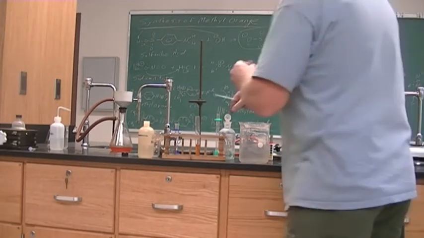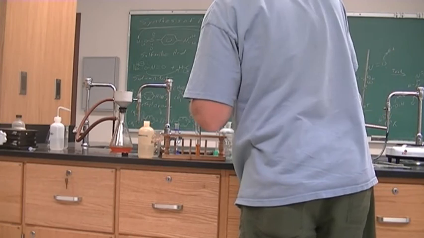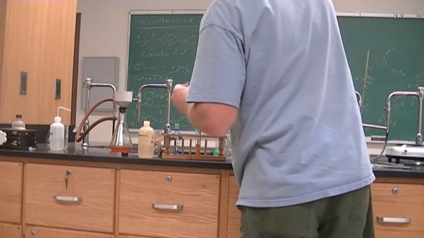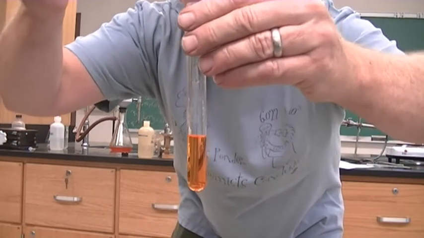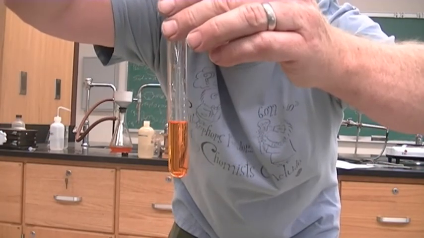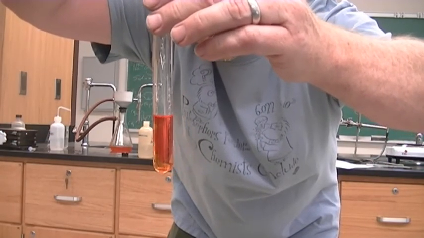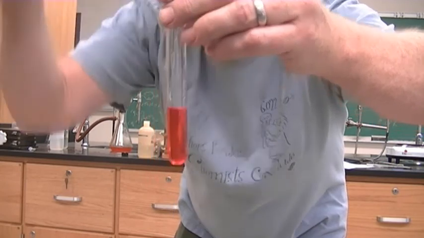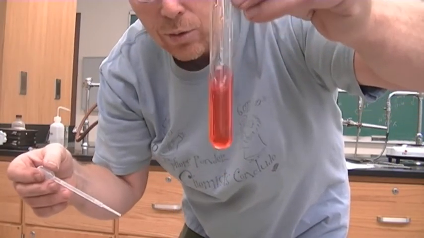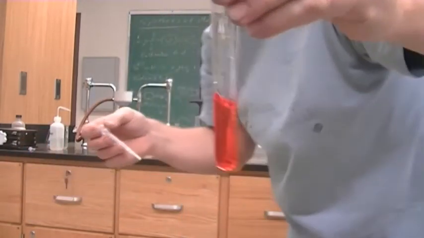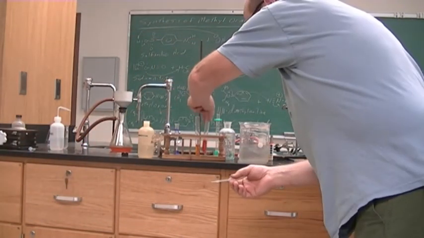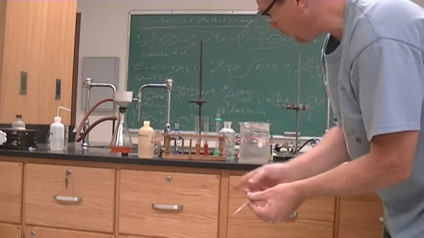So let's add some HCl. All right, so now when we add the HCl, we should see a color change. So hopefully you see that it turned a darker red. All right, and so now you have, in acid, methyl orange is red. In base, methyl orange is orange.